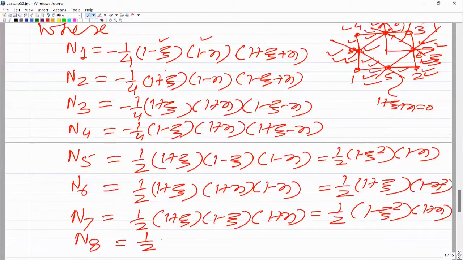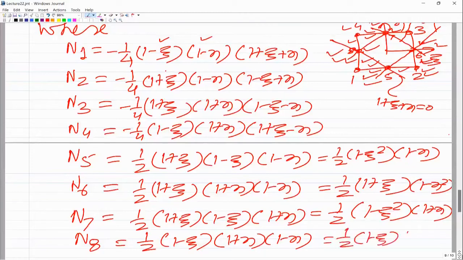The right side line is 1 minus xi, the bottom one is 1 plus eta, the top one is 1 minus eta. And so this ensures that N8 is unity at node 8 and 0 at all other nodes. That doesn't mean that it is 0 throughout the element, but it is 0 at those nodes. And this can be written as, of course, half (1 minus xi)(1 minus eta square).